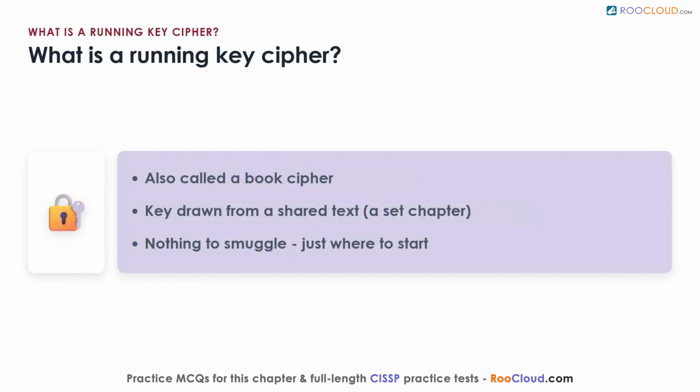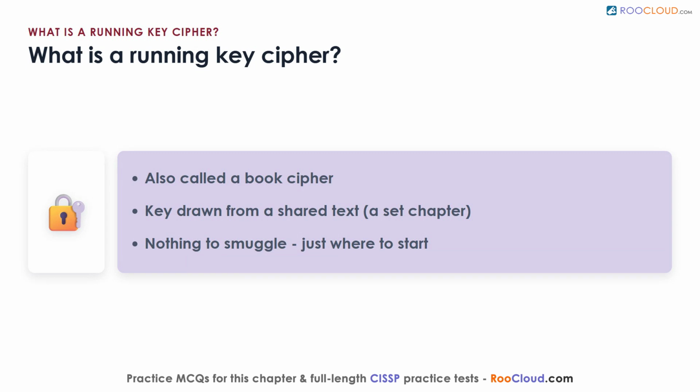What is a running key cipher, and why use one? A running key cipher, also called a book cipher, solves the pad's biggest headache, distributing long keys. Instead of shipping physical pads, both sides agree on a shared text. Say a specific chapter of a well-known novel.